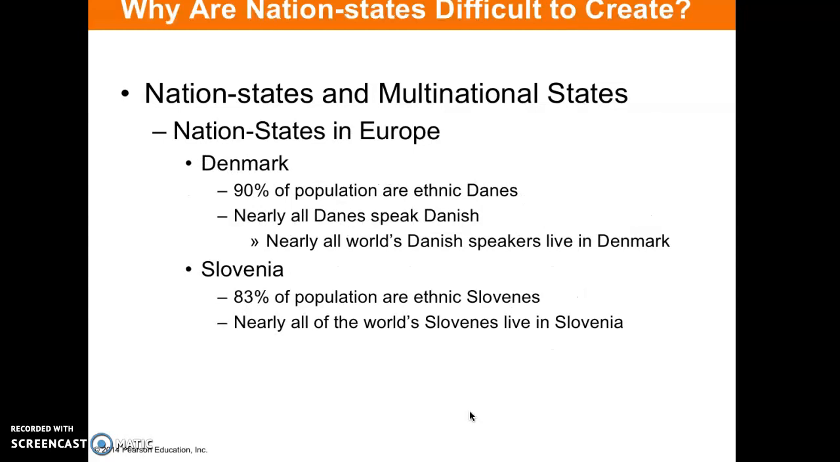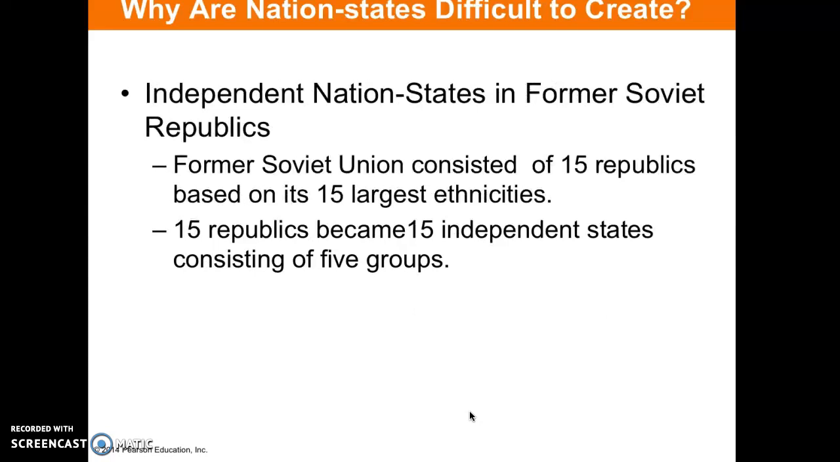And then a nation state in Europe, Denmark is an example. 90% of the people who live in Denmark are ethnic Danes. Nearly all of Danish people speak Danish, and almost all the world's Danish speakers live in Denmark. And 90% is about as close as you get. There's no nation really that just has people who live there under one nationality. Slovenia, 83% of the population are ethnic Slovenes, and almost all the Slovenes live in Slovenia. Other nation states would be maybe Japan, which is pretty close.